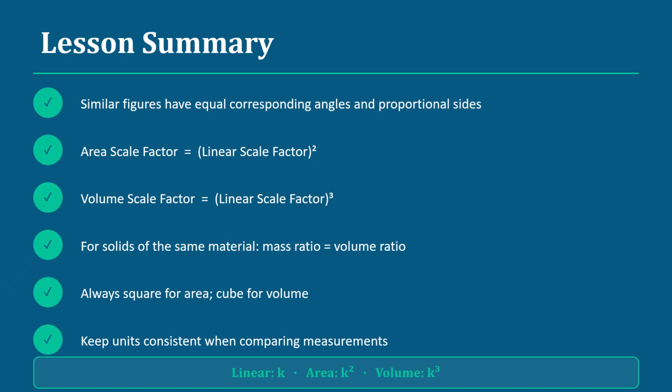So in summary, similar figures have equal corresponding angles and proportional sides. The area scale factor is equal to the linear scale factor squared. The volumetric scale factor is the linear scale factor cubed. For solids of the same material, the mass ratio is going to be the volume ratio. Always square for area, cube for volume. Keep units consistent when comparing measurements.